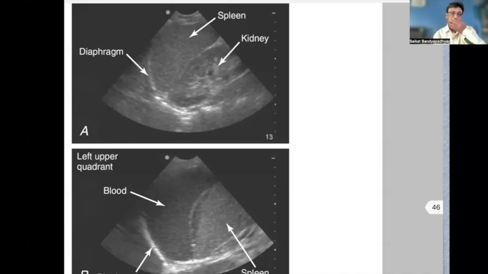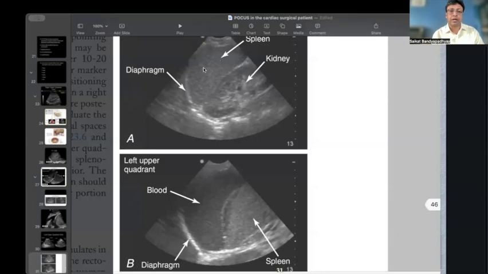In this case, you can see there's a normal picture of the left upper quadrant where you can see the spleen, the kidney, and the diaphragm. This is a normal lung above. In this particular image, this is not for the cardiac surgical ICU. This is a splenic rupture where you have a lot of blood collected with the diaphragm and the ruptured spleen.